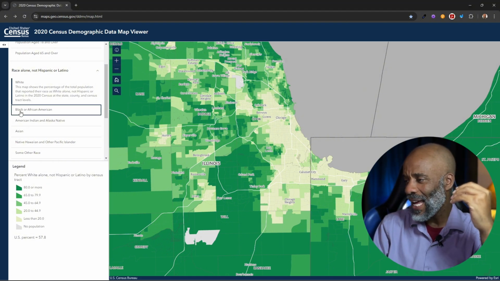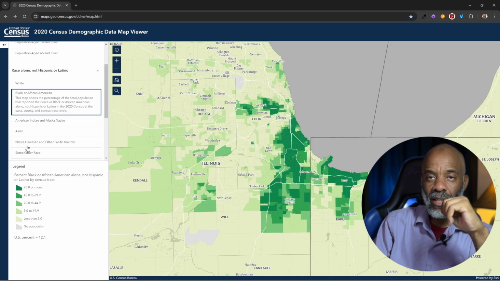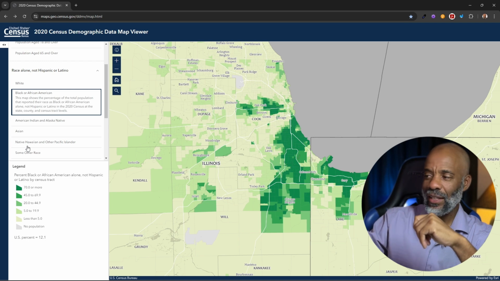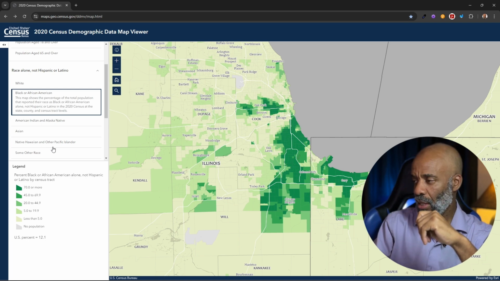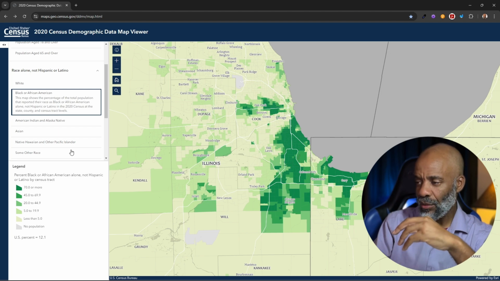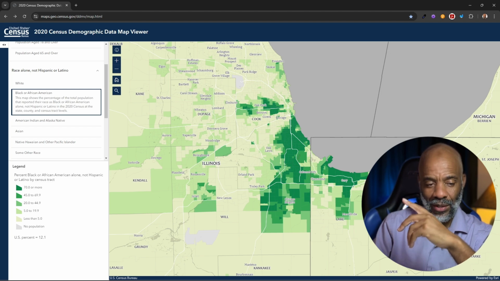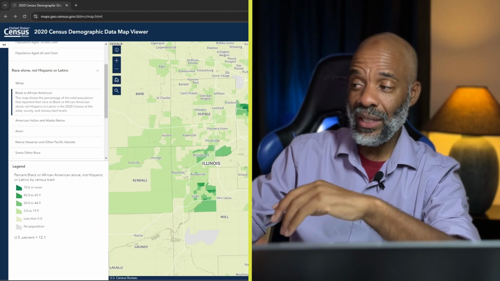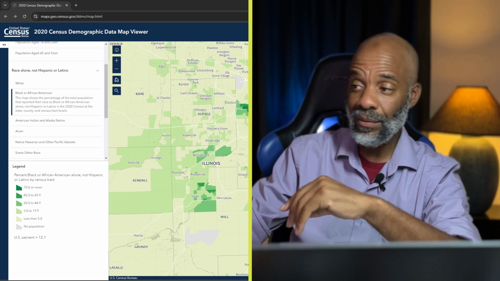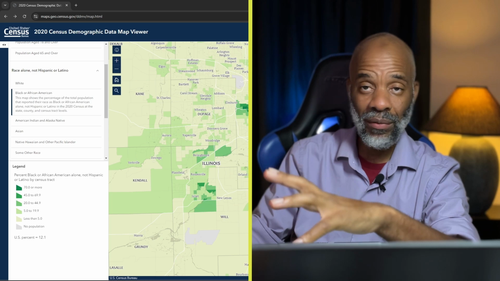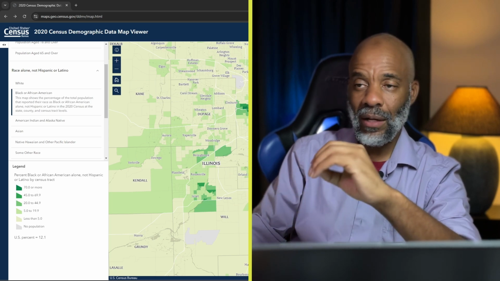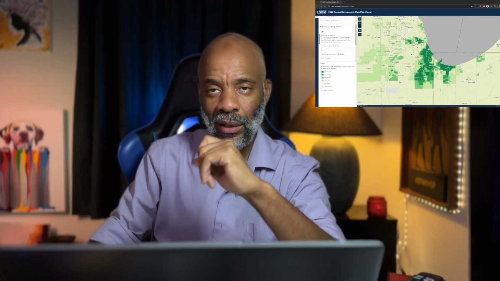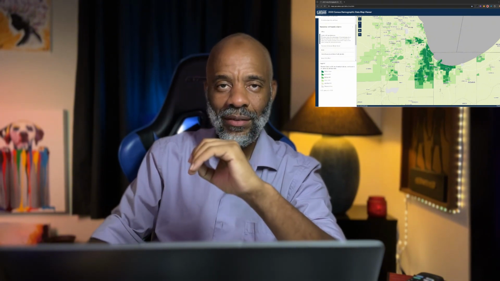Now, if we click on Black, guess who's in those areas? Black people. They're hardly in the other areas, right? So it's very interesting. And remember, this is interesting because I'm telling you that the immigrants are in these major cities, and I'm going to put a link to this demographic data map. I think it's a wonderful map. It's a wonderful tool, and you can go in yourself and see that every single one of those metropolitan areas is segregated, Black and white.